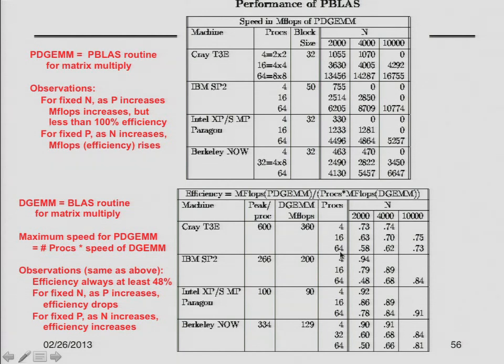Now, let's suppose I fix the number of processors and raise the problem size, so increase n. I move from left to right. So now the efficiency gets higher. It goes up monotonically. And that fits our model too, because as n grows, I'm spending more and more of my time computing and less communicating.